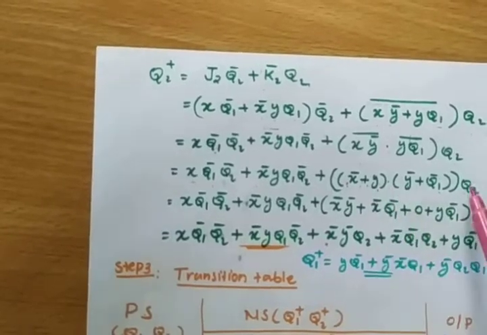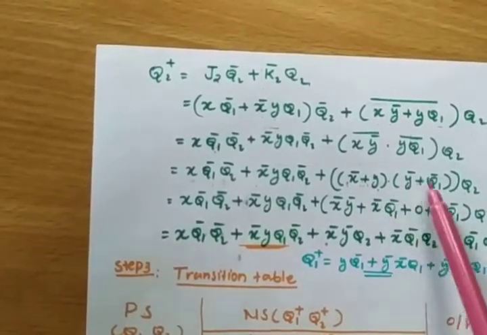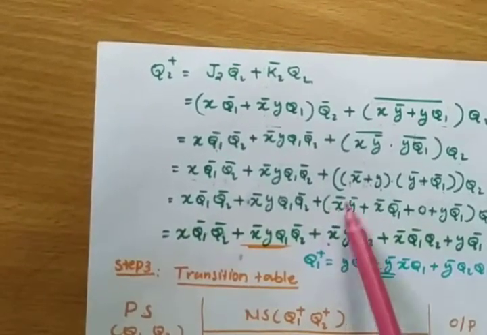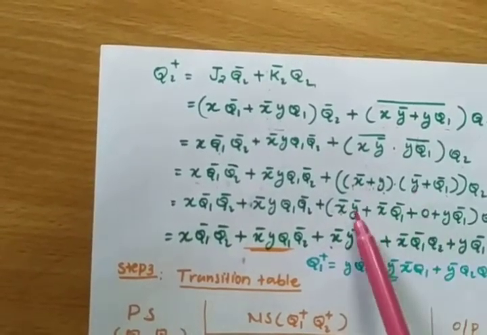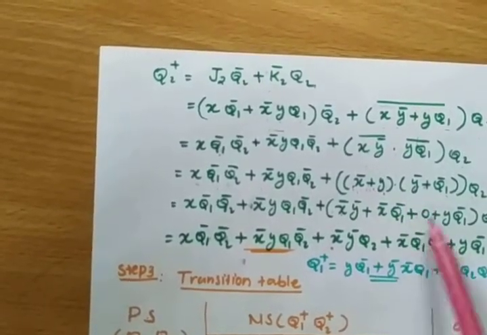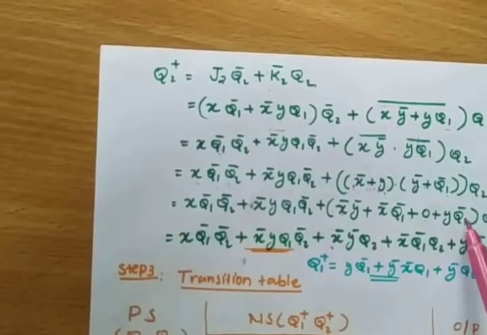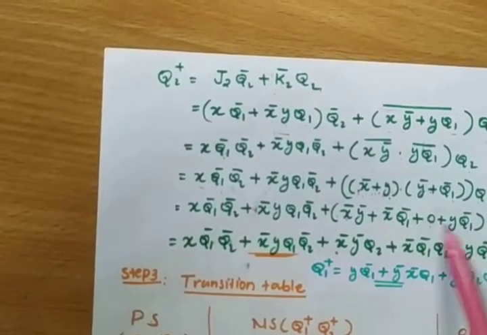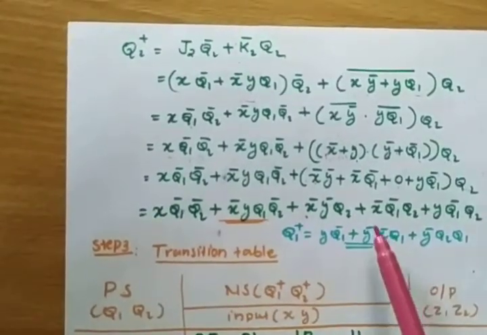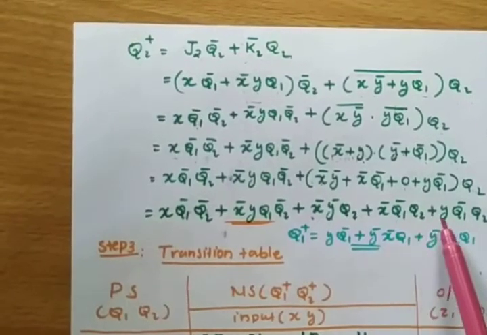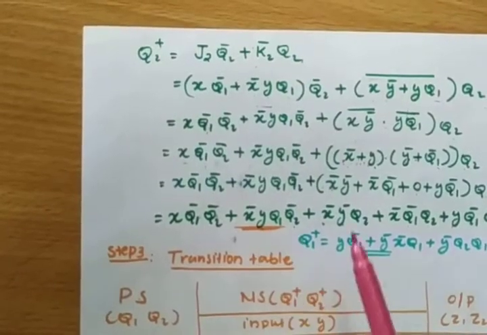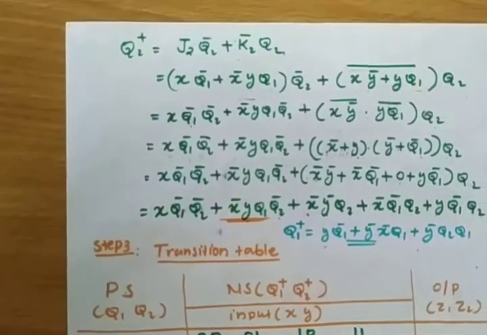Now you have to cross multiply these things within the bracket. So again this time cross multiply this, so x̄ ȳ plus x̄ q̄1 ȳ, y into ȳ it is 0, y into q̄1, y q̄1 into q2. Now q2 multiply within this bracket, so you can write x̄ ȳ q2 plus x̄ q̄1 q2 plus y q̄1 q2. So that's about q2. So this is the expression for q2 and this is the expression for q1.